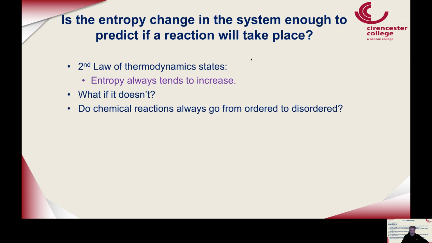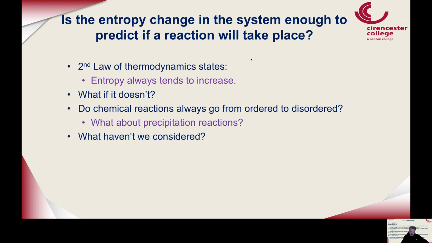What if it doesn't? Do chemical reactions always go from ordered to disordered? What about precipitation reactions? You're going from aqueous solutions, which have an element of, let's say, disorder, although we don't necessarily like the word disorder, but the solutions have the energy more dispersed, to a solid precipitate, and therefore the energy is less dispersed. Or you could say that a precipitate is more ordered. So what have we not considered?